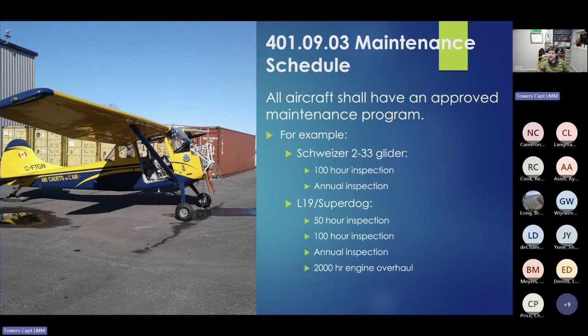So all aircraft shall have an approved maintenance program. For example, in our program, we have the Schweizer 233 glider, which has a 100-hour inspection and an annual inspection. We also have the L-19 or Superdog tow plane, which has a 50-hour inspection, a 100-hour inspection, an annual inspection, and a 2,000-hour engine overhaul. We also have the Blanik Scout, especially in Northwest and Central, and they also have a 50 and 100-hour inspection. I'm uncertain about the annual inspection and the hours specific to the engine overhaul, but we do also have a separate maintenance program for them.